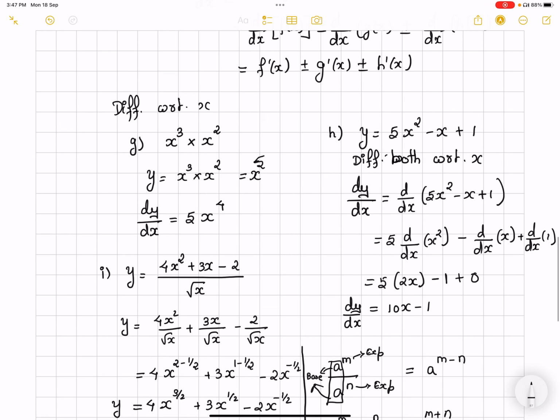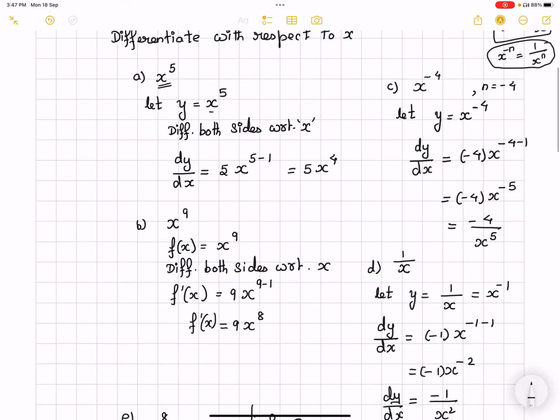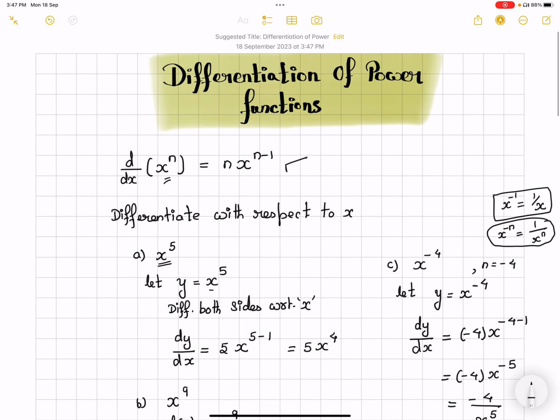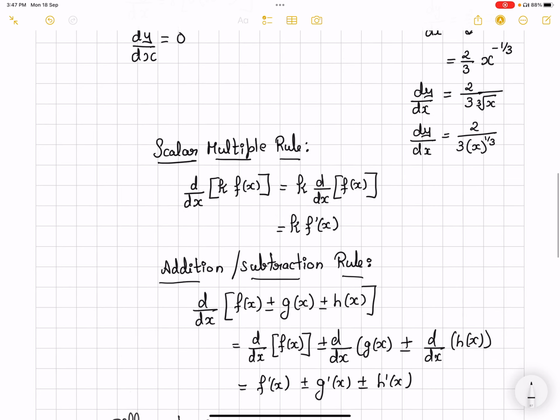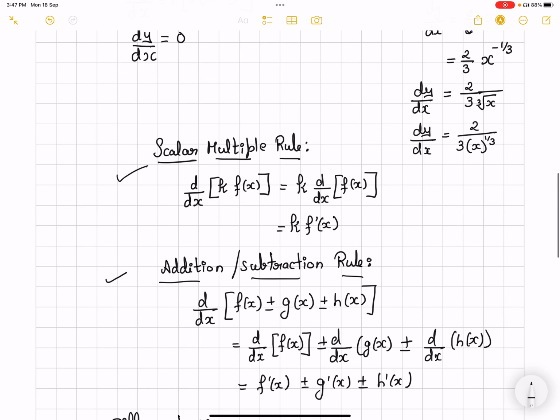Hope you guys understood the problems based on differentiation of power functions. So this formula is very important, and these two rules also play a fair role in our problems. So with this, I will wind up this video. In the next video, we will be doing differentiation using trigonometric functions, logarithms, and other things. Okay. Thank you guys.